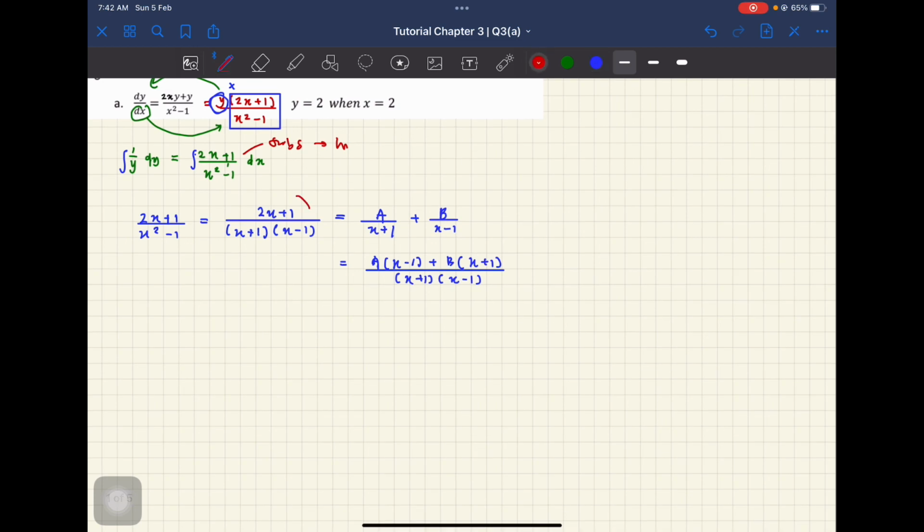So we take this upper part dengan this upper part. So we compare them both. Macam mana nak compare? Kita letak sahaja equal sign. So we have 2x plus 1 equals to a times with x minus 1 plus b times with x plus 1.